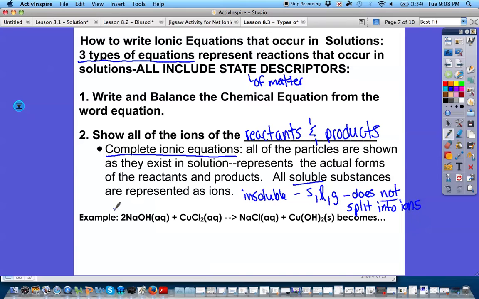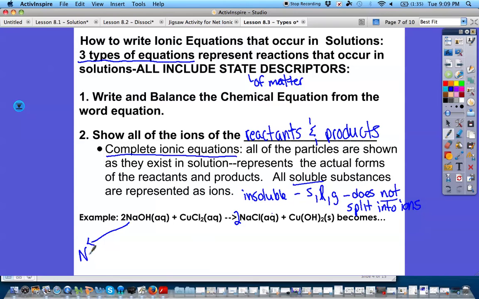Okay, so we have this chemical equation: 2 sodium hydroxide reacting with copper chloride, producing sodium chloride and copper hydroxide. We're going to need to put a 2 in front of sodium chloride to balance it, and that takes care of our first step. So our second step is that we need to show all of the ions. So we need to split sodium hydroxide into ions.